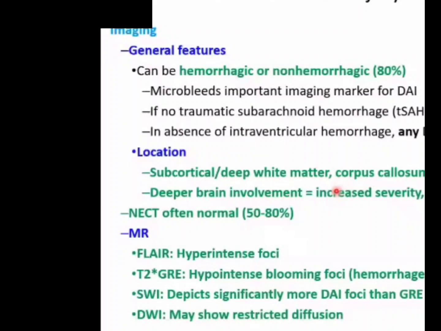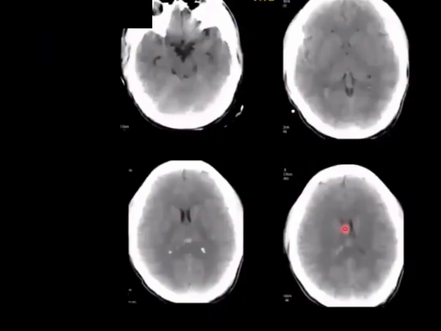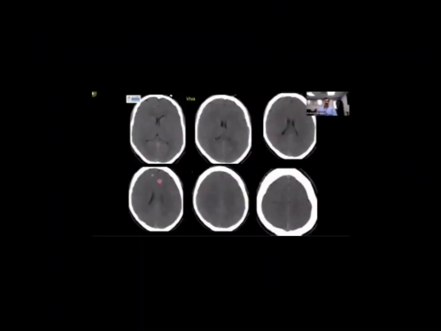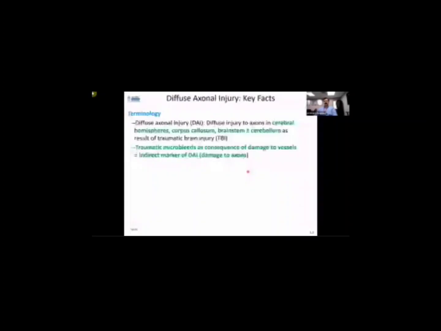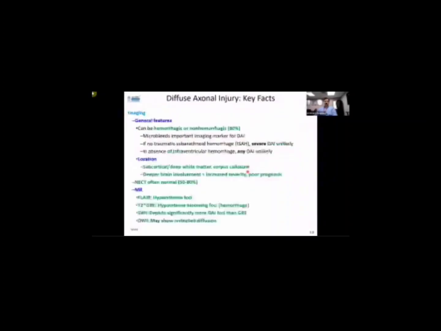So for example, here in this case the gray-white matter junction is usually involved, versus this case in which the thalamus is also involved and the splenium is also involved. Here the prognosis will be worse. If the midbrain is involved, it will be even worse. Now, non-enhanced CT can be normal in 50 to 80%.